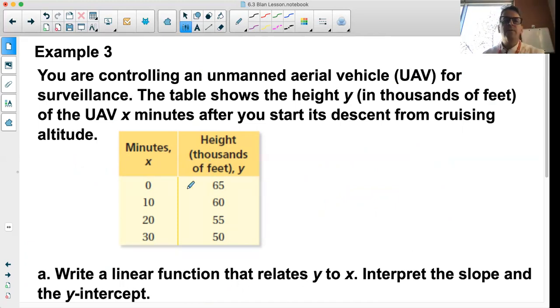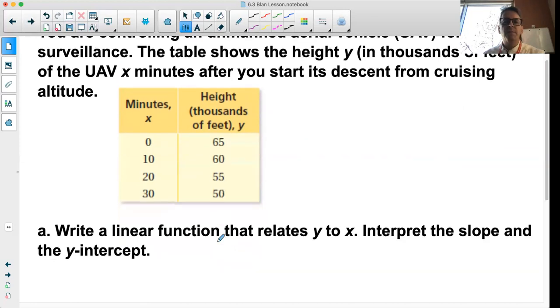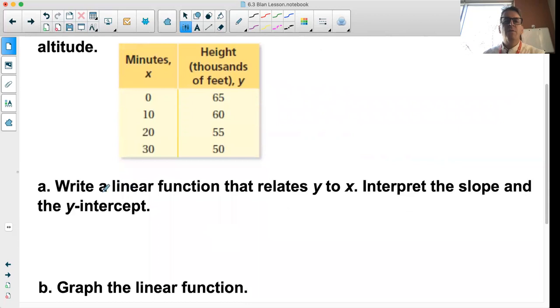As you can see, at x minutes, 0, it's at 65,000 feet. At 10 minutes, it's at 60,000 feet. After 20 minutes, it's at 55,000 feet. After 30 minutes, it's at 50,000 feet. Okay, the question is, write a linear function that relates y to x. So let's take a look at y is equal to mx plus b.